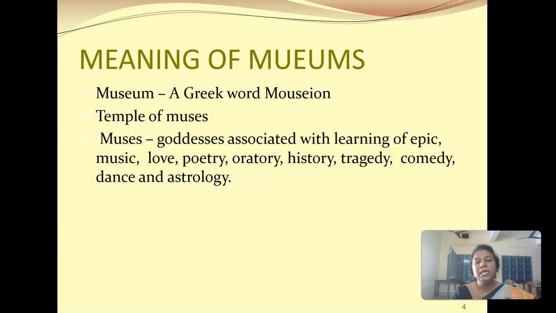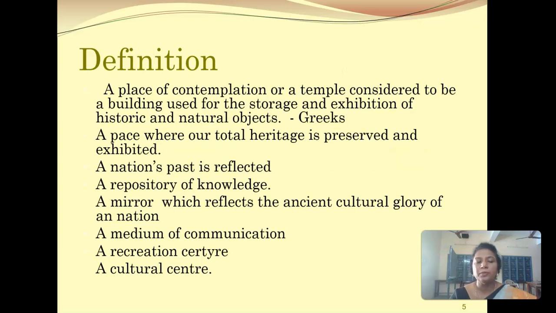And what is the meaning of museum? The term museum is derived from the Greek word museon, which means temple of muses. Muses are the goddesses who are associated with the learning of epic, music, love, poetry, oratory, history, tragedy, comedy, dance, and astrology. So now let us see the different definitions of museum or museology.